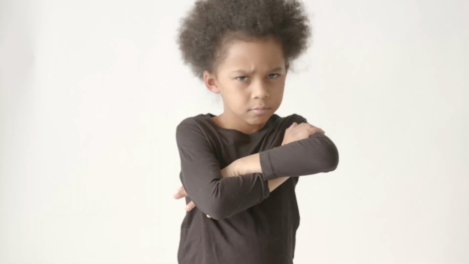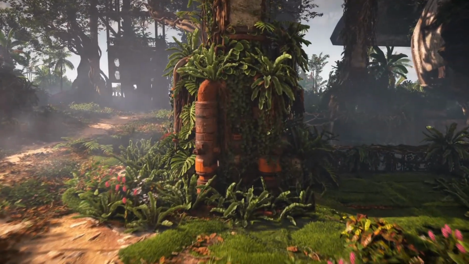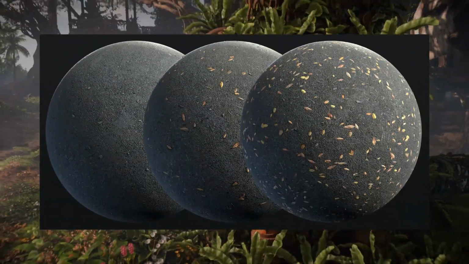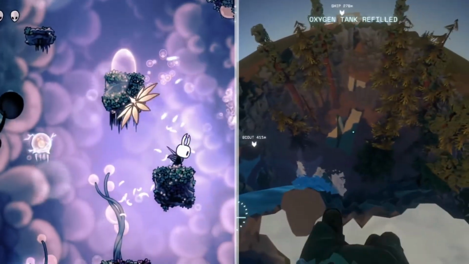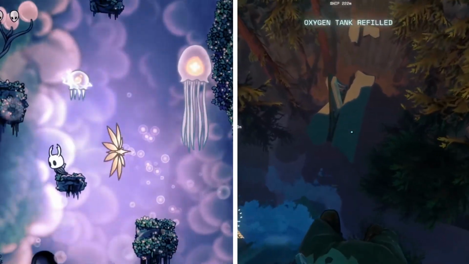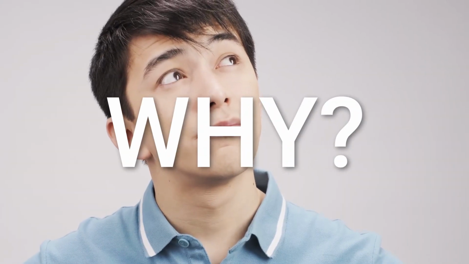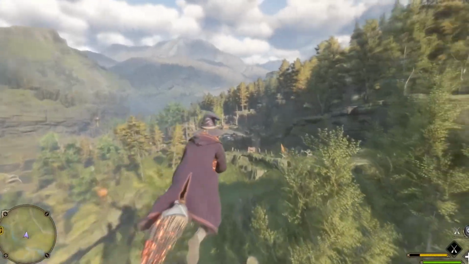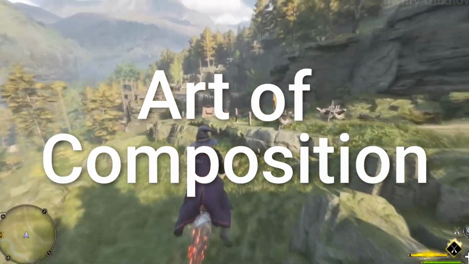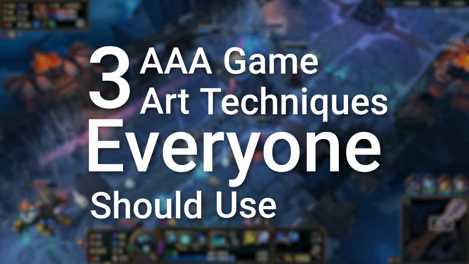It's a common misconception to think that a good looking game requires high fidelity assets and textures. But if you look at games like Hollow Knight or Outer Wilds, the assets they use aren't necessarily considered high fidelity. But why do these games still look so good? And the answer to that question is in the art of composition, aka the way you arrange your assets. So here are 3 AAA game art techniques everyone should use.